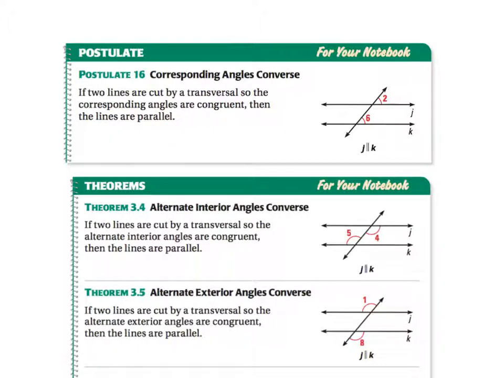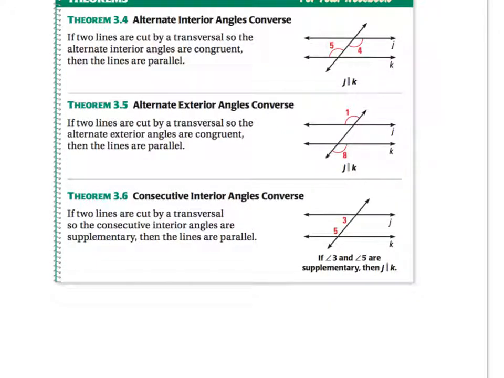The next theorem is the alternate interior angles converse. In the last section, it was stated if two lines cut by a transversal are parallel, then alternate interior angles are congruent. Now in this section, if we know that the two lines are cut by a transversal and alternate interior angles are congruent, then we can conclude that the lines are parallel. So again, if we know the interior angles are congruent, then the lines must have been parallel.